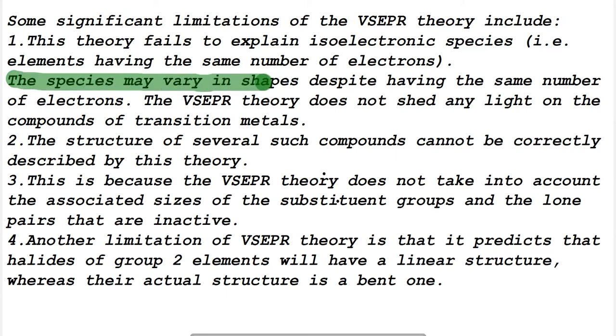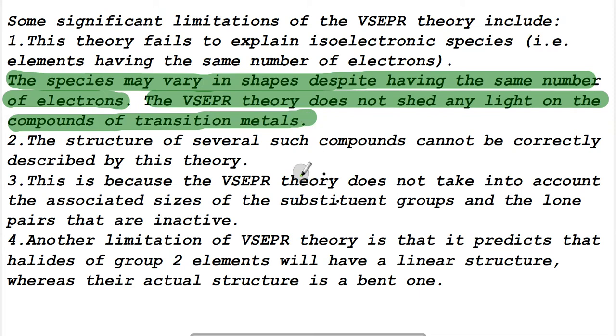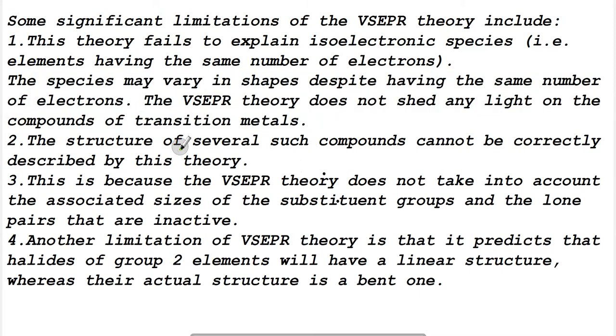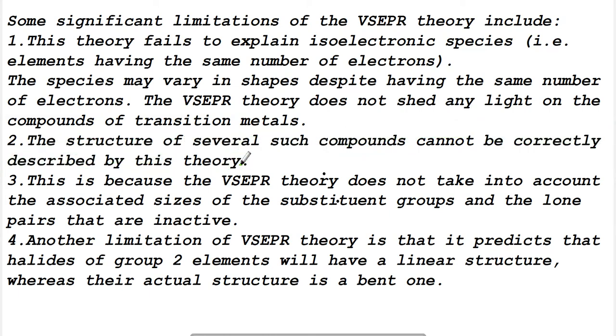The species may vary in shape despite having the same number of electrons. The VSEPR theory does not shed any light on the compounds of transition metals. It fails to explain the compounds of transition metals also. The structure of several such compounds cannot be correctly described by this theory. The structure of many transition metal compounds, or the isoelectronic species, the species having the same number of electrons, all these things are unexplained in this particular VSEPR theory.